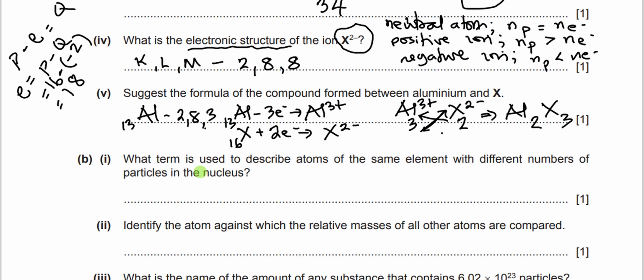Al2X3. Remember, when writing the formula of the compound formed between 2 elements or 2 atoms, we don't add the charges in the formula, right? Since it is a compound, you don't, except if we were asked about ions or radicals. But since we are only asked to give the formula of the compound, it must be a neutral compound. We don't need to add the charges. The charges will only help you determine the valency of each element.